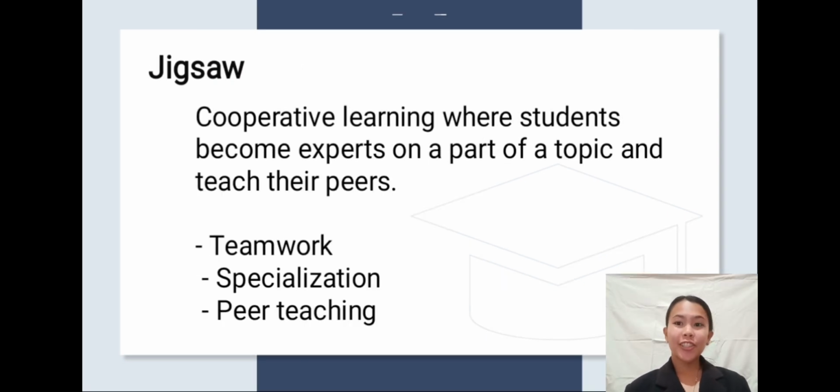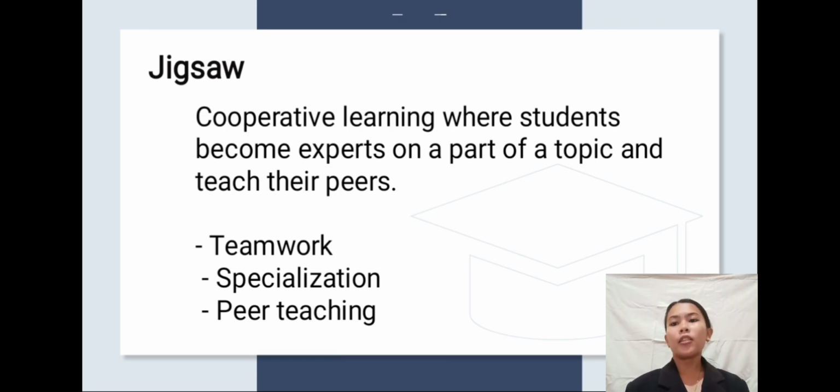Next is the jigsaw, a cooperative learning strategy where students become experts on a part of a topic and teach their peers. So jigsaw is all about teamwork and specialized learning. Students become experts on a piece of a larger topic and teach this to their peers. Think of it like a puzzle. Each student is a piece and together they complete the picture.